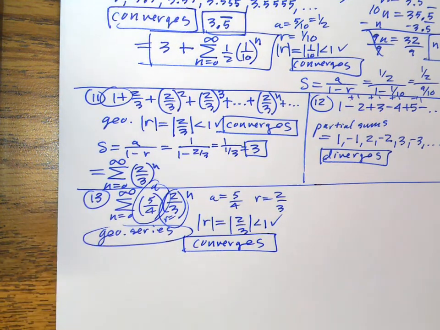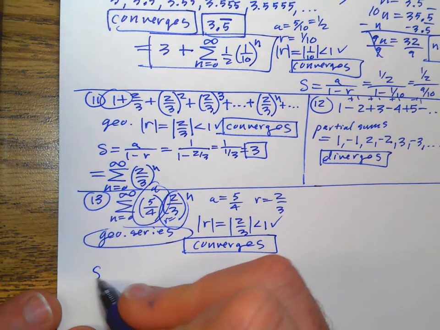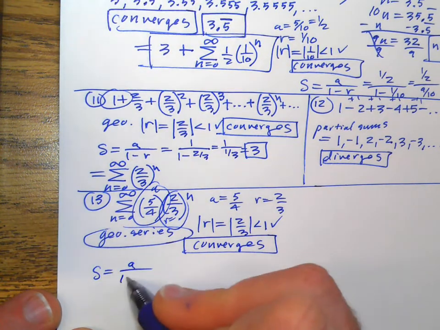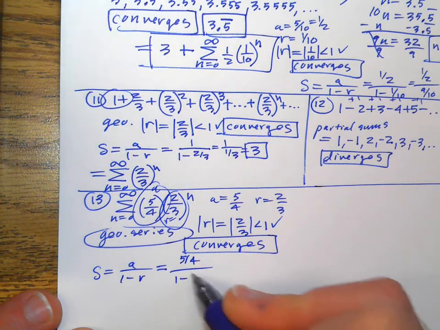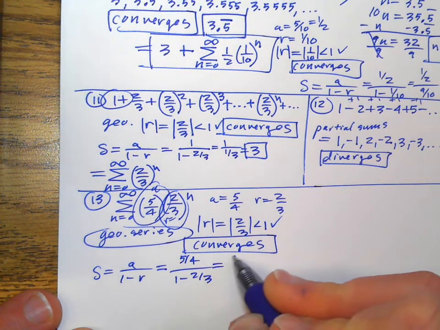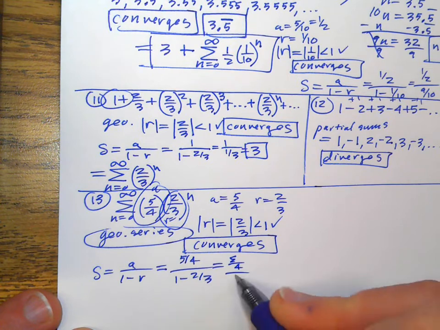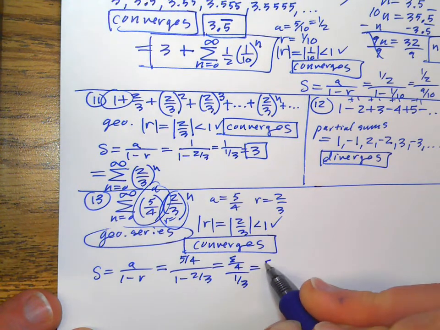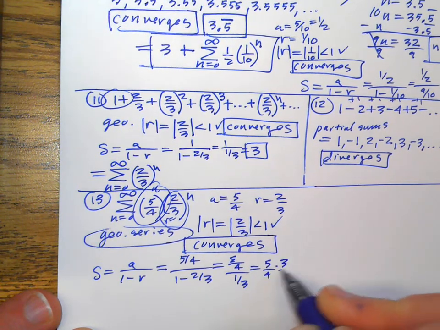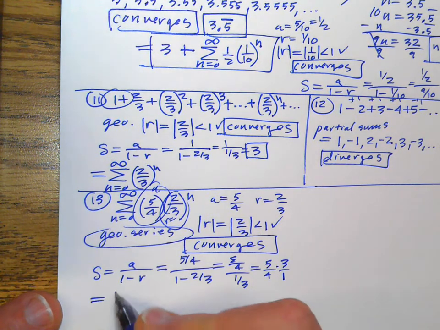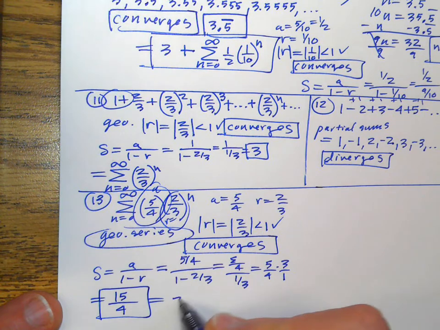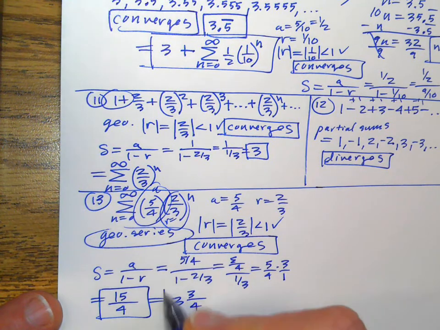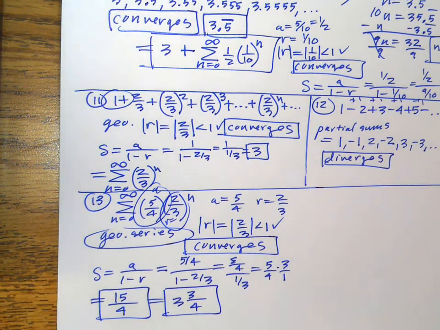And then to find the sum, we're going to do A over 1 minus R. So 5/4 over 1 minus 2/3. 5/4 over 1/3. 5/4 times 3 over 1. 15/4, or 3 3/4. Whatever. Okay.